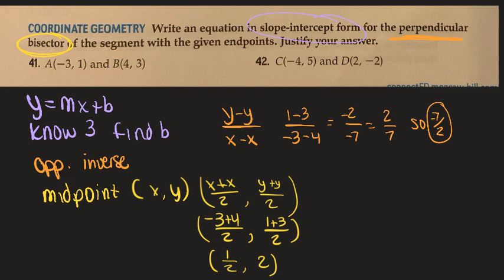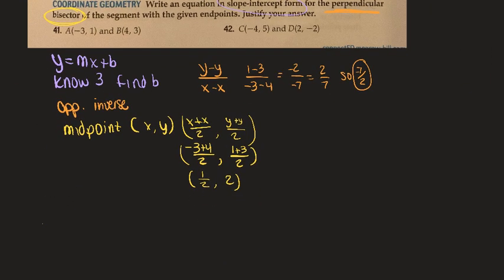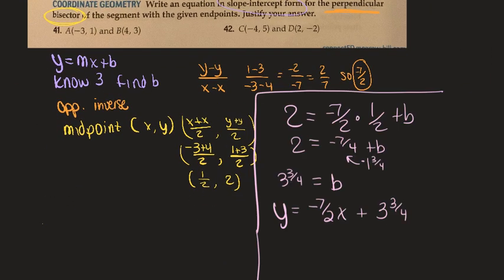So now I know 3. I can find b. I know my m, which is the opposite inverse, and I know my x and my y because that's the midpoint, the bisector of A and B. All right, finish it out. Give me the equation. All right, the correct answer is y equals -7/2x plus 3 3/4.